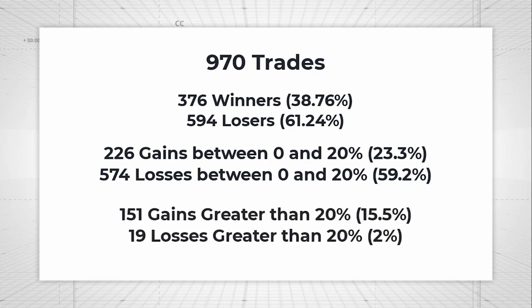But then you look at the outsized gains versus the outsized losses. And this is where you make your money. You catch a few good trends. You don't know which of those signals is going to generate that NVIDIA or Netflix or Apple trade, but you're going to catch a few of those when you're running some sort of trend following system. So 151 of the gains were greater than 20%. That's 15.5%. Only 19 of the losses were greater than 20%. That's 2%. And that's where trend following gets its edge. But it ain't easy.